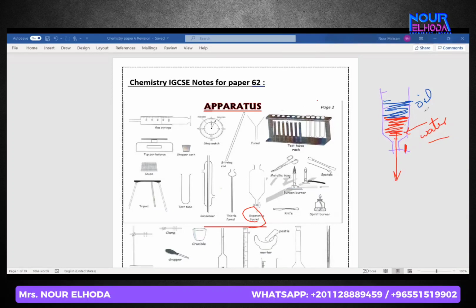So once again, if I'm having here water and I'm having oil and I want to separate them from each other, what shall I do? I'm going to use the separating funnel, so the water will go out and oil is going to be kept up.